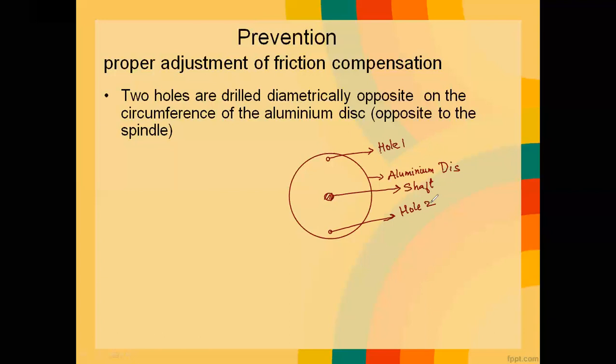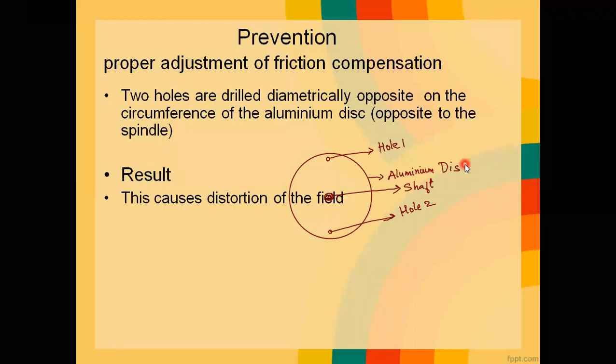This is how we have to drill two holes in order to reduce the creeping error. What happens if we do this is, if we don't do this, then this causes distortion of the field. So we will have distortion of the field.